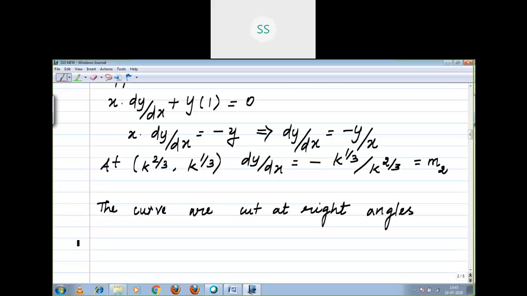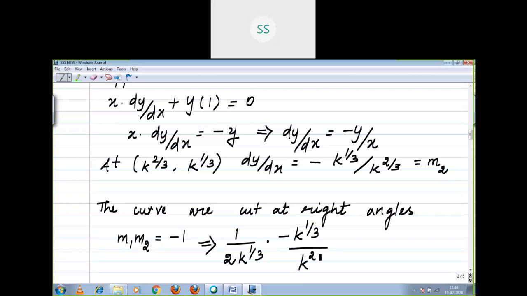Cut at right angles, so the product of the slopes equals minus 1: m1 times m2 equals minus 1. What is the m1 you found? 1 by 2 into k power 1 by 3. What is your m2? Minus k power 1 by 3 divided by k power 2 by 3, which is equal to minus 1. See, k power 1 by 3 and k power 1 by 3 cancel.